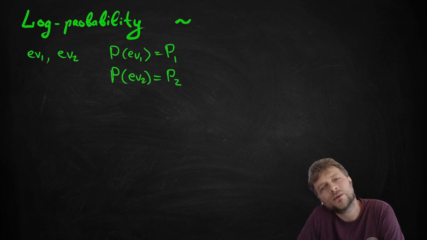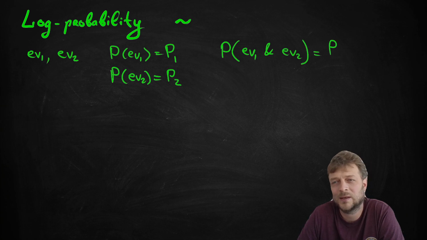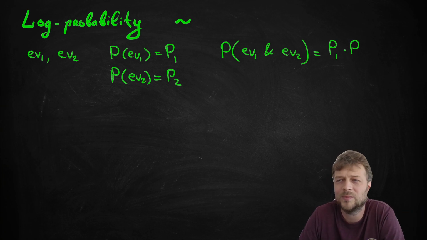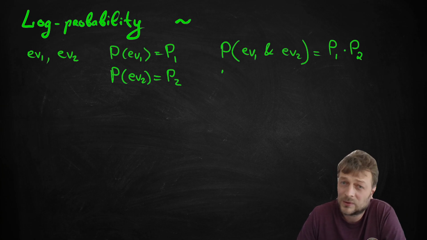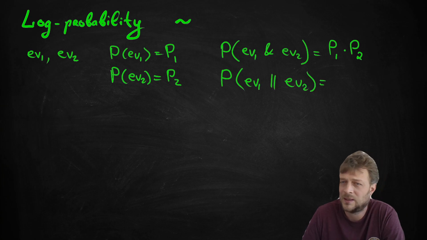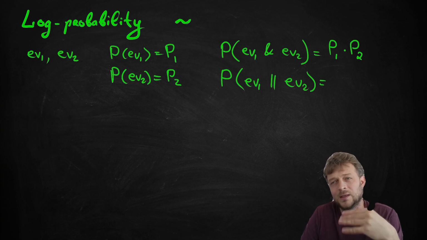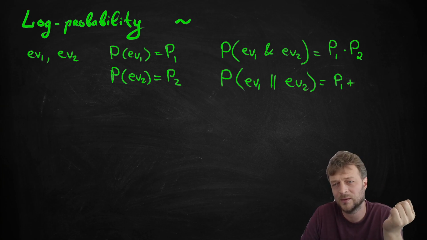then we can consider another event, like the event that event 1 happened and event 2 happened, and usually if events are independent, that is just P1 multiplied by P2. And we also consider things like the probability that event 1 or event 2 happens, and if they are mutually exclusive, for example, so they cannot happen together, then this will be equal to P1 plus P2.